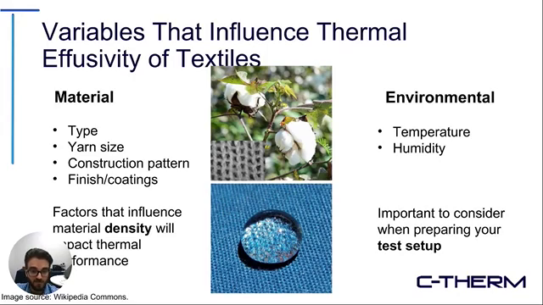When we're looking at thermal effusivity measurements of textiles, there are a few things that can influence your results, and they fall into two categories. On the material side, that could be the type of fabric being used, whether it's from a natural resource such as naturally occurring cotton, or a synthetic developed in a lab. Different materials can influence the effusivity measurements, but even with the same material, factors such as your yarn or thread size, how it's woven together, and any coatings on it can all influence the overall measurement. A lot of these come back to the material's density and how much material you have in a given space that is actually measured during the testing of that sample.